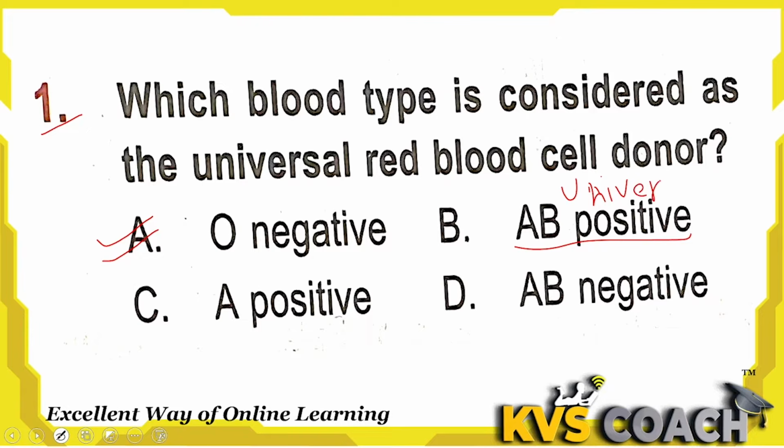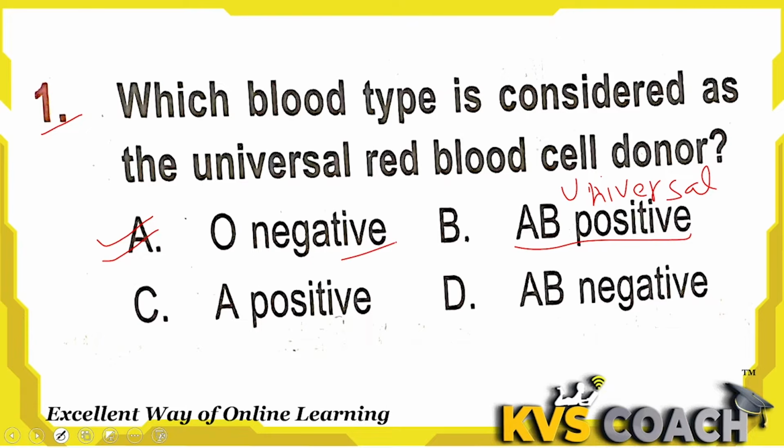acceptor. Okay, universal donor means this person which is having O negative can donate blood to anyone, any people, because it doesn't have antigen in its blood. That's why it doesn't take any reaction to any type of blood. That's why it is known as universal donor.